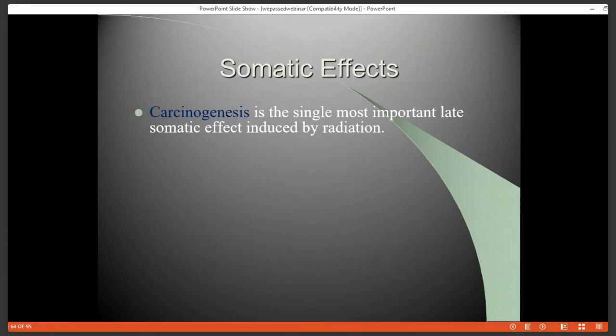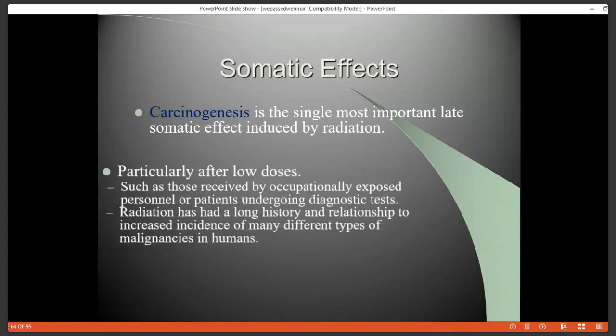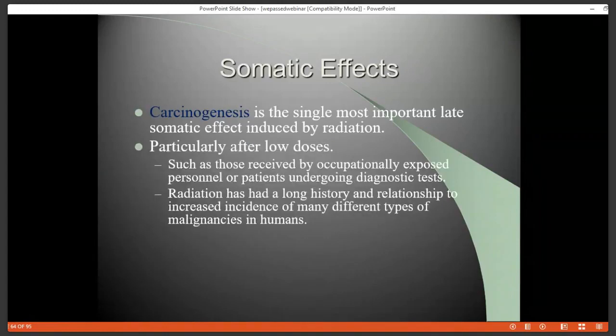Somatic effects are effects that happen in the body. Cancer is the single most important late effect of radiation, particularly after low doses, such as those received by occupationally exposed personnel or patients undergoing diagnostic tests. Radiation certainly has a very long and storied history in relationship to increasing incidence of many different types of malignancies in humans.